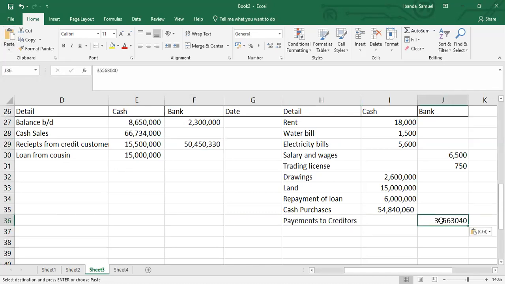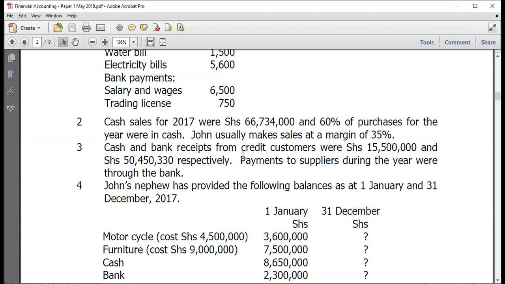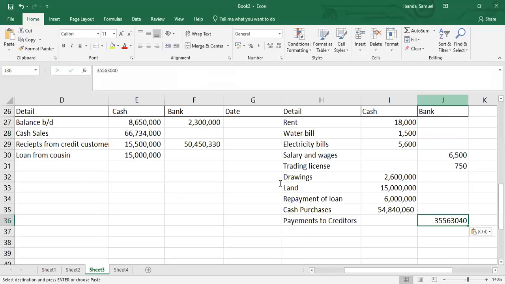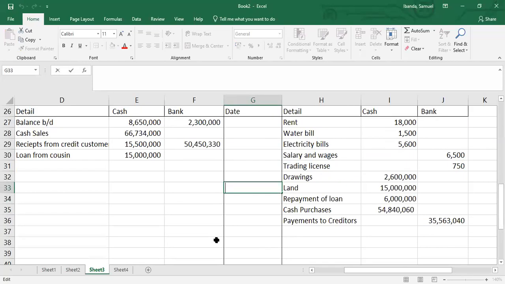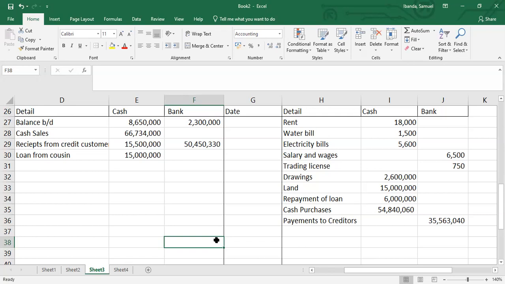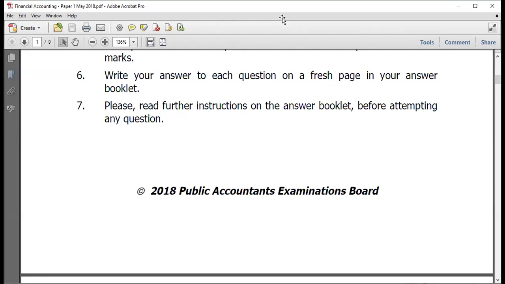And remember, they told us that these payments are made through bank, okay? The reason why the examiner gave us this statement up here: payments to suppliers during the year were all through bank. So I'll pick that exactly and put it there, okay? I'll now go on to balance this account, because I no longer have anything that I've not recorded here. I've taken into consideration all this information accordingly. There's nothing I've left out. So that is all with my cash book, so I can balance it off.